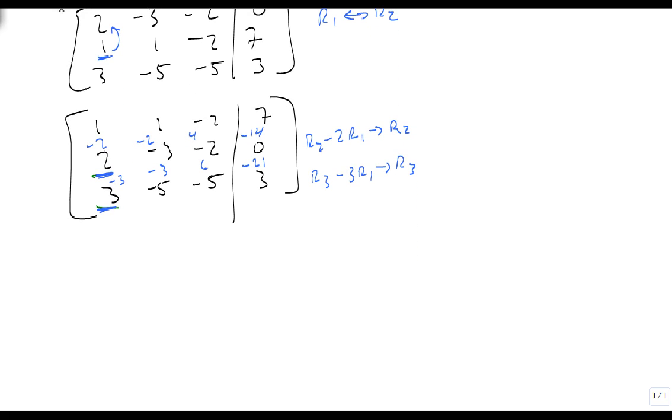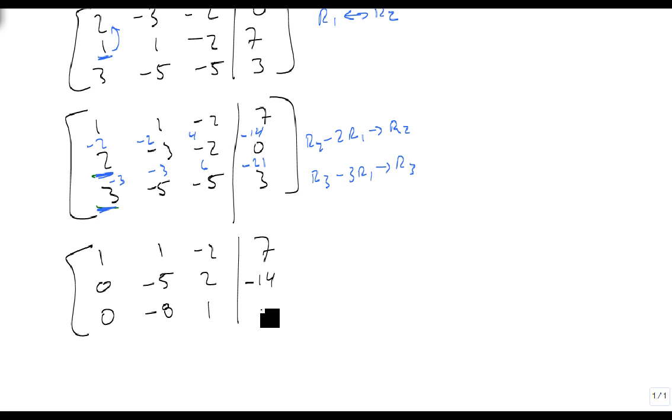Add those together. So our top row is unchanged. Minus 2 plus 2 is 0. Minus 2 minus 3 is minus 5. 4 minus 2 is 2. And minus 14 and 0 is minus 14. Third row, minus 3 and 3 is 0. Minus 3 and minus 5 is minus 8. 6 and minus 5 is 1. And minus 21 and 3 is minus 18.